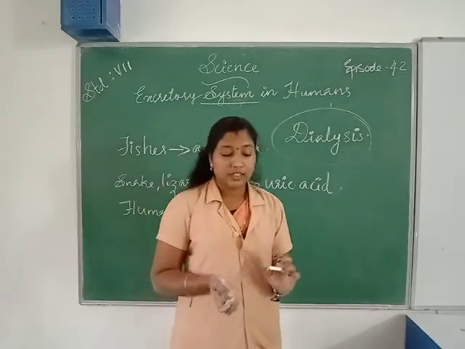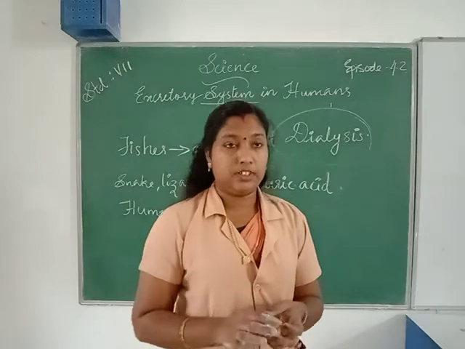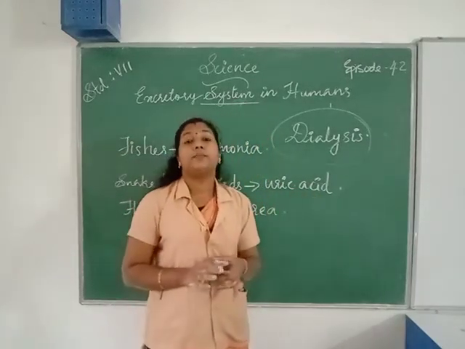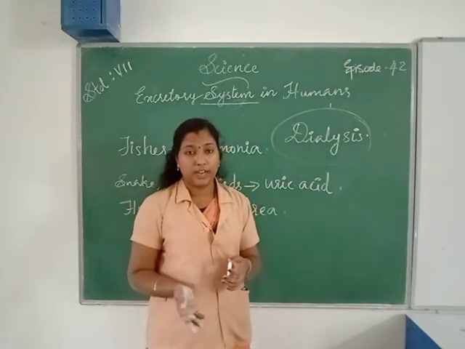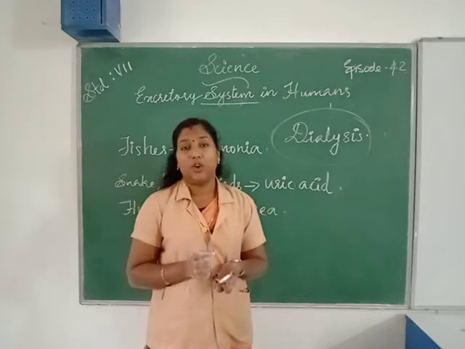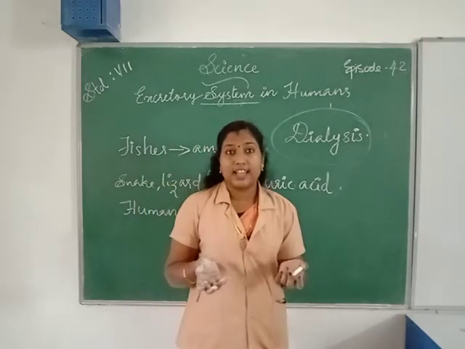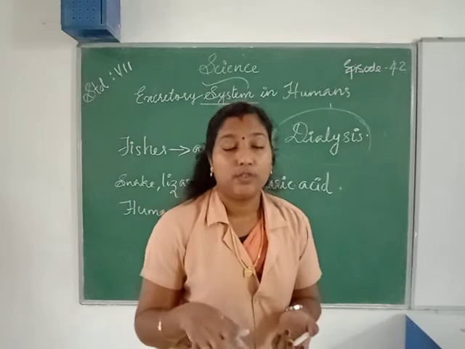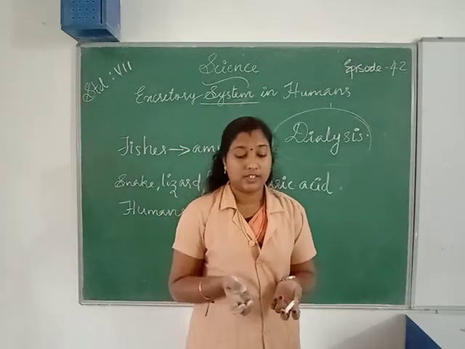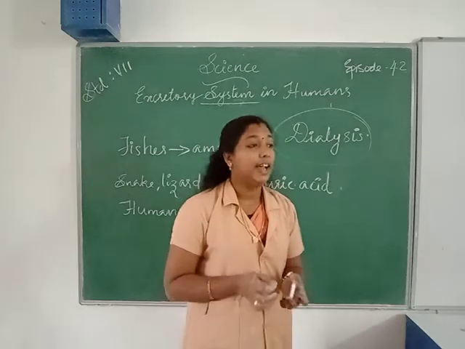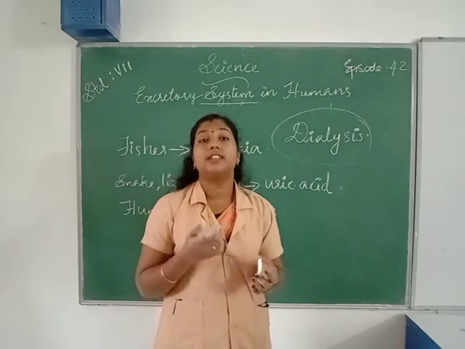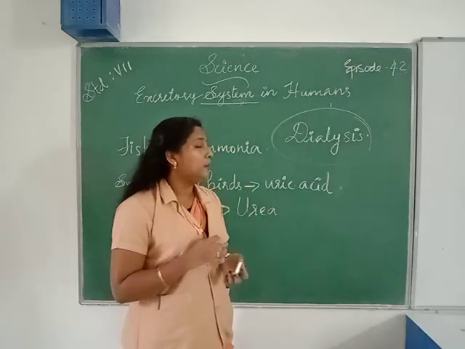So in the form of urine and in the form of sweat, the waste products are removed from our body. The sweat contains salt and water. We can see that salt is present in sweat, as in the summer season some white patches are formed on our clothes. That indicates the sweat contains salt, which is not needed for our body.